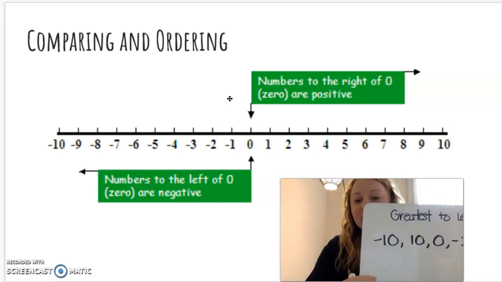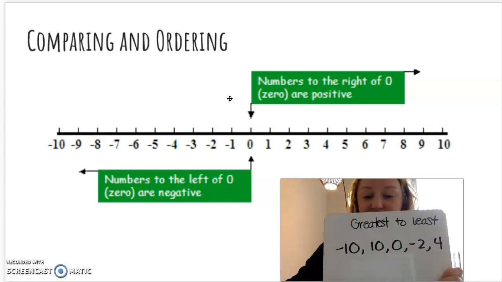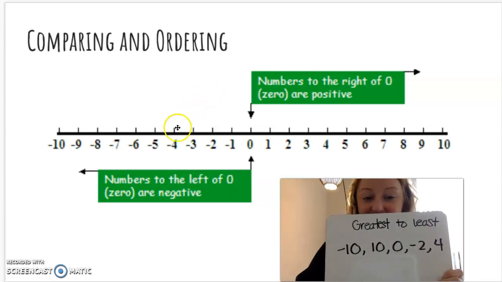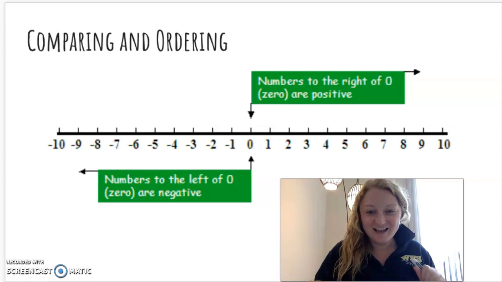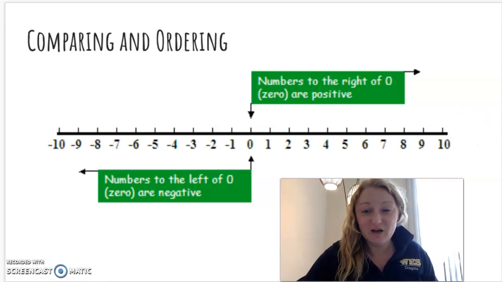Okay, so take a moment and order these numbers from greatest to least. Pause this video and do it. I'm going to pause also, and then we'll compare ordering our integers from greatest to least. Okay, are you ready? Again, greatest to least. So we're thinking all the way on the right to 0 to the left, least.